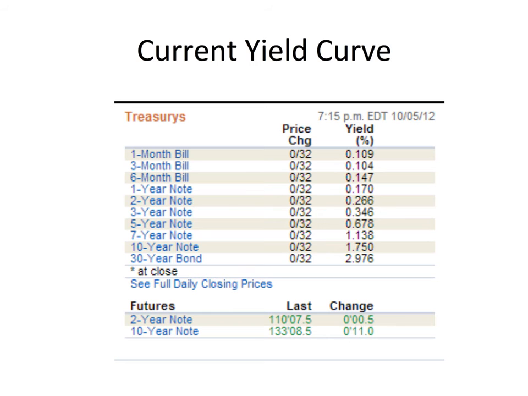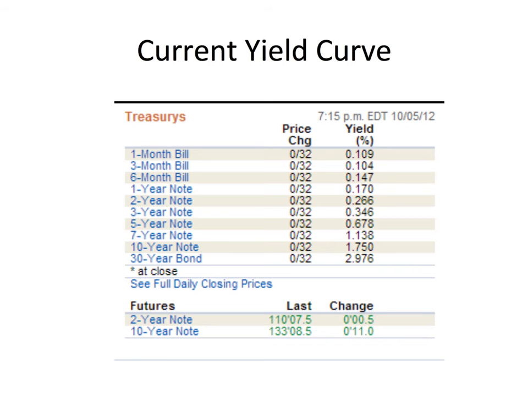We are currently in a positive or increasing yield to maturity environment, and this is shown on this slide, which shows yields for treasuries on October 5th, 2012. Here you can see the yields on 1 month bill, 3 month bill, all the way up to 30-year bonds and their yields. You can see that those yields increase.